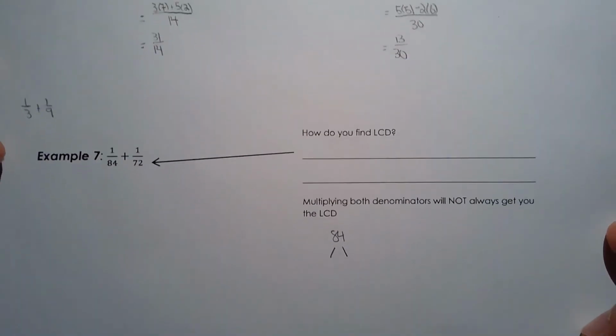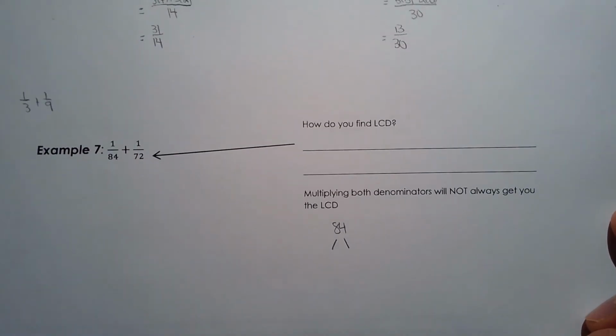So what I'm going to do to 84, I really don't want to say the words, but it's very reminiscent of what you did in elementary school. 84, 12 times 7.